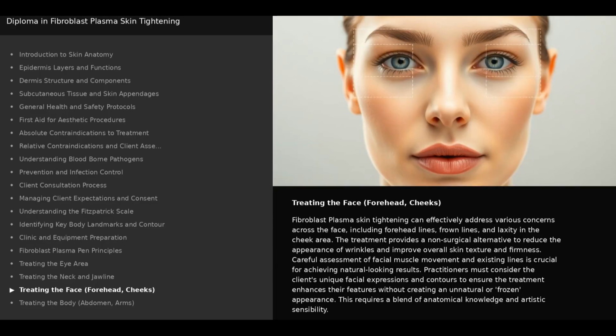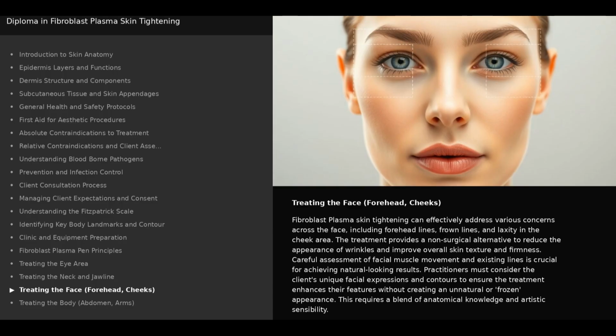Treating the face, forehead, and cheeks. Fibroblast plasma skin tightening can effectively address various concerns across the face, including forehead lines, frown lines, and laxity in the cheek area. The treatment provides a non-surgical alternative to reduce the appearance of wrinkles and improve overall skin texture and firmness.